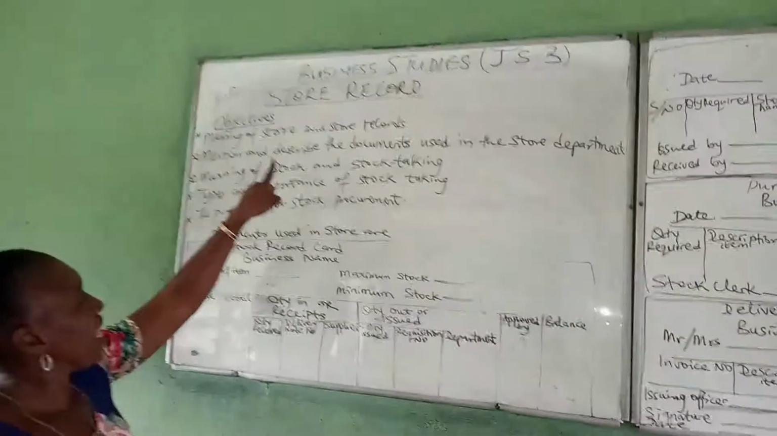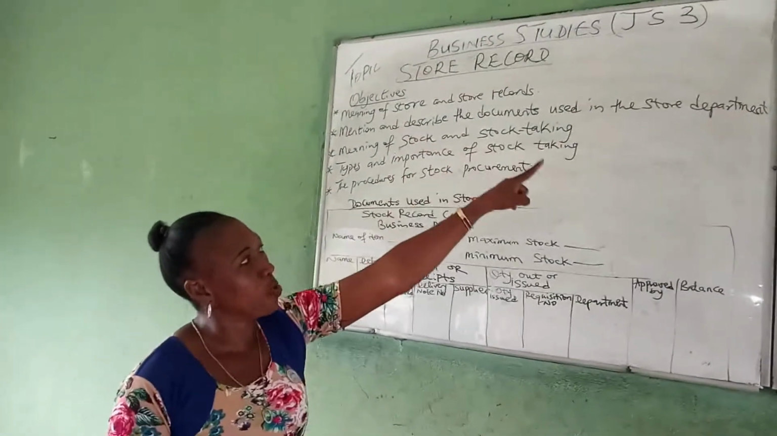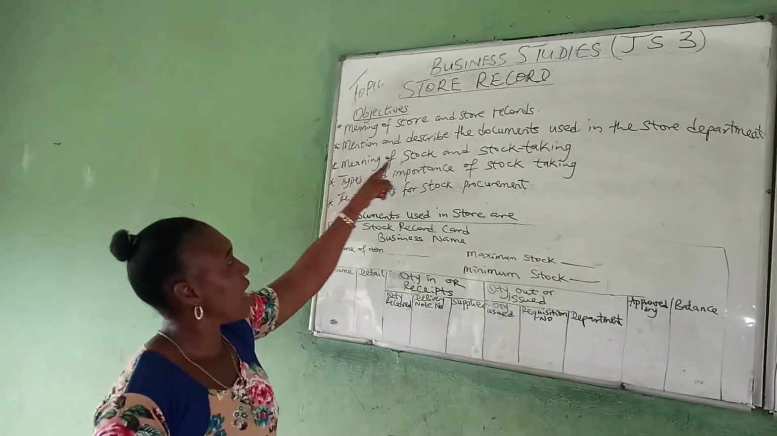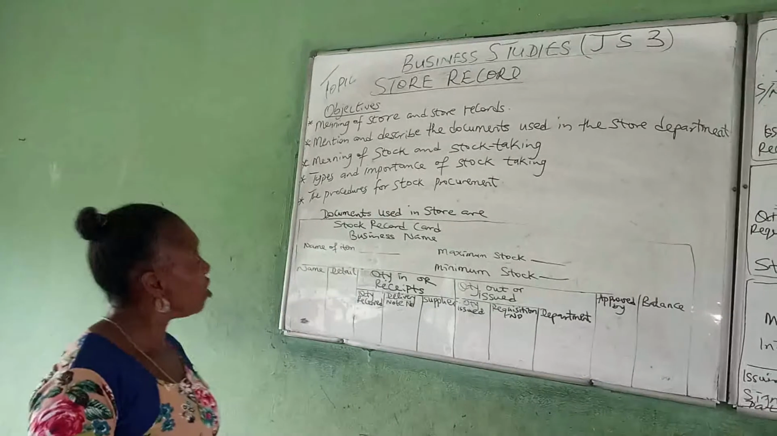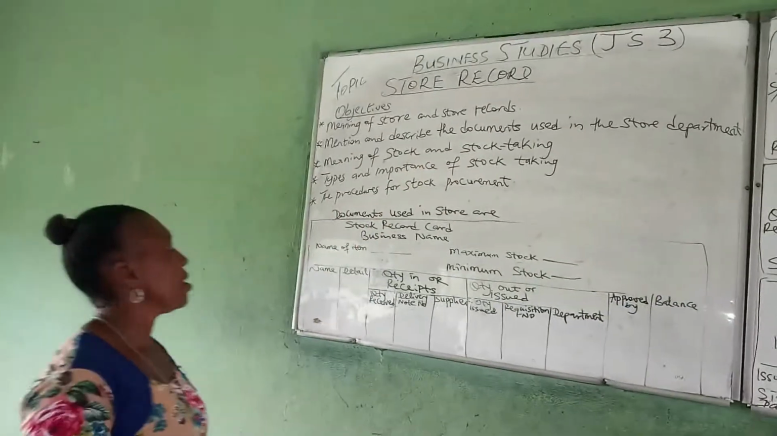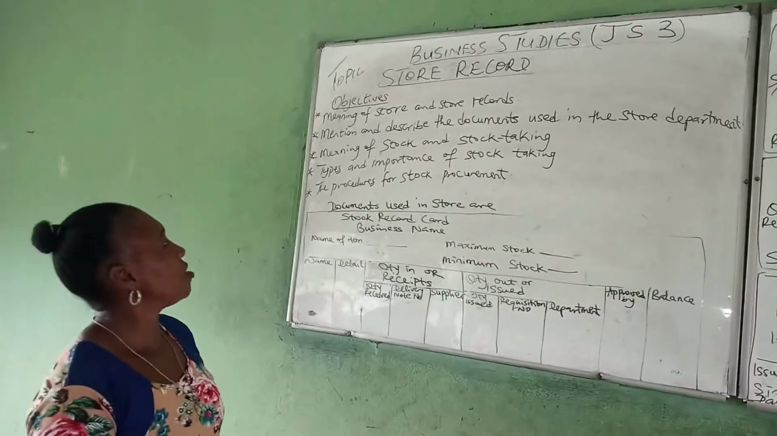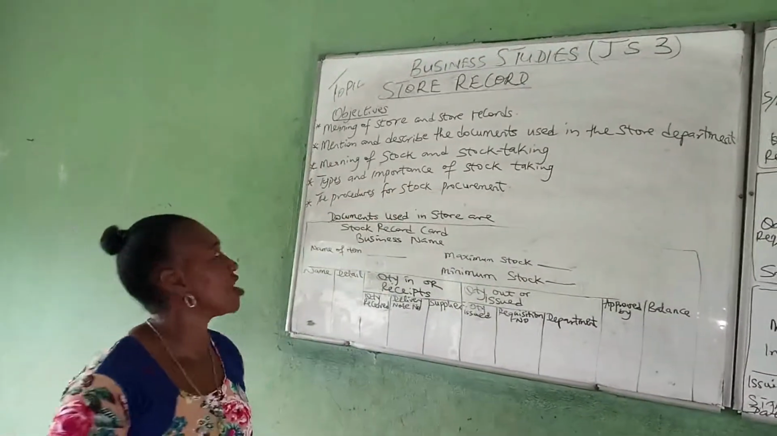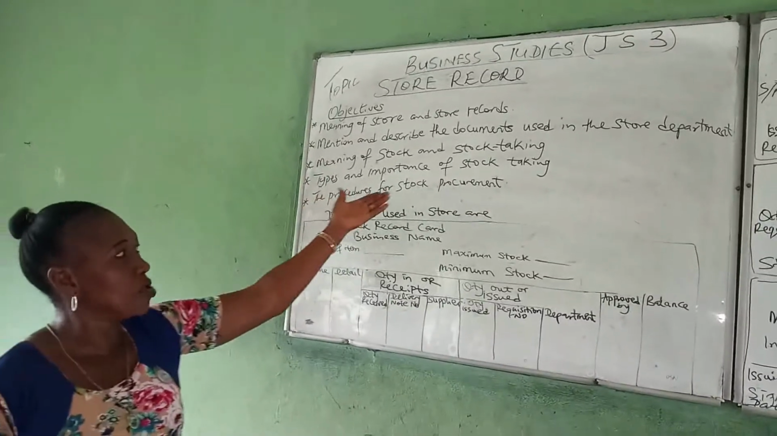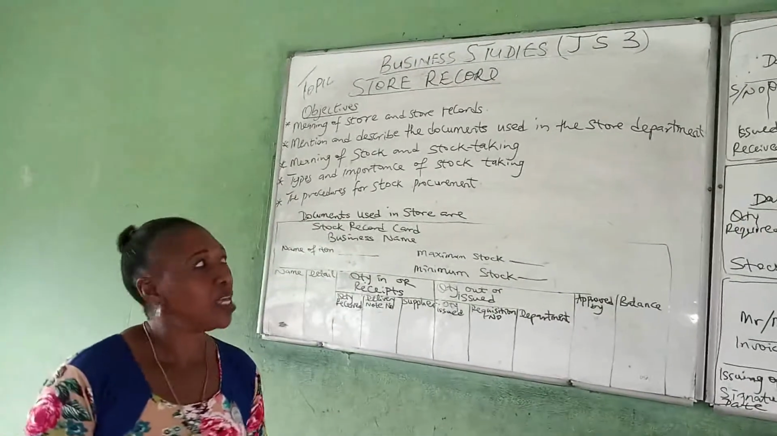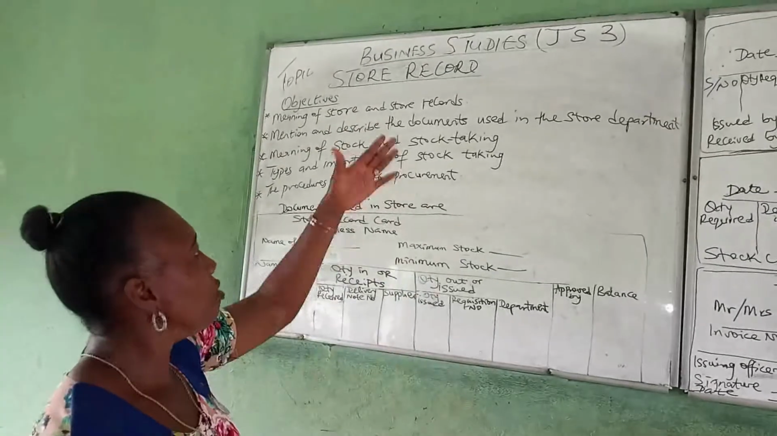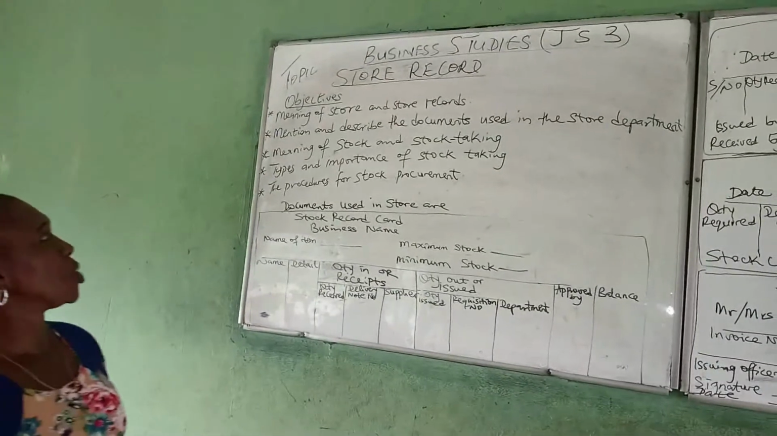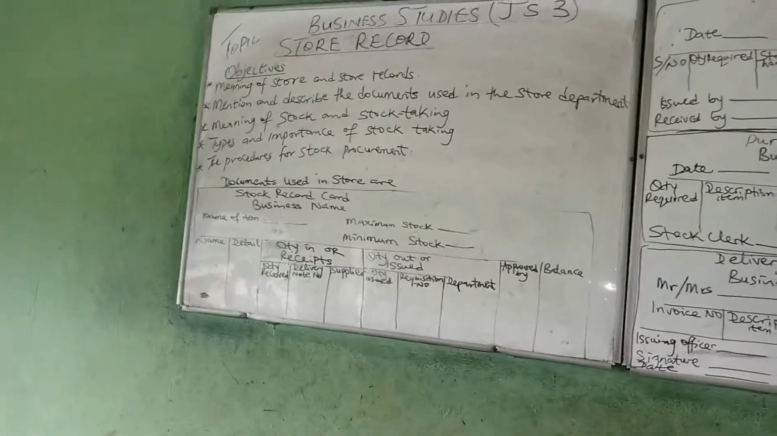You mention and describe the documents used in the store department. Then you have to also explain the meaning of stock and stock taking. Then you have to also have an idea of the types of stock taking and importance of stock taking. Then the procedure for stock procurement. These are the things you will know at the end of this topic. So let's start with the meaning of store and then store record.